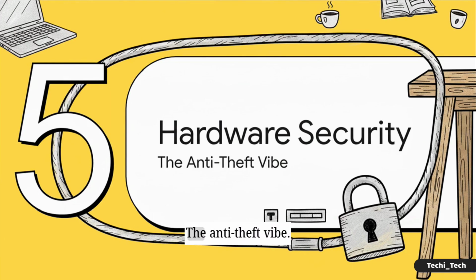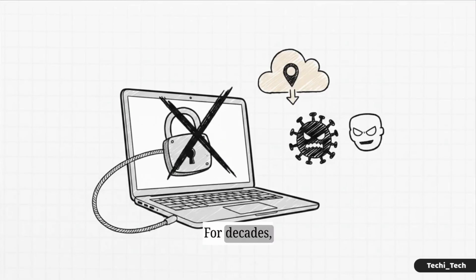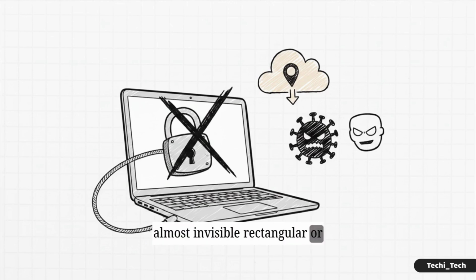Finally, Section 5. Physical hardware security, the anti-theft vibe. For decades, the Kensington lock was the ultimate physical security standard. It's that tiny, almost invisible rectangular or T-shaped slot designed to let you loop a heavy metal cable around a table leg at a coffee shop. But today, it's fading like a ghost.